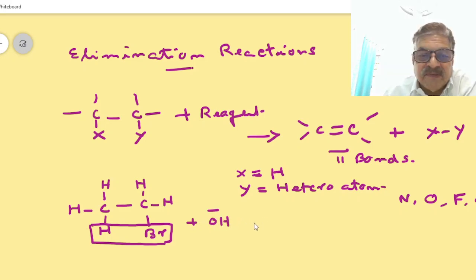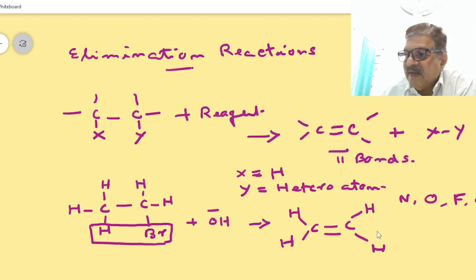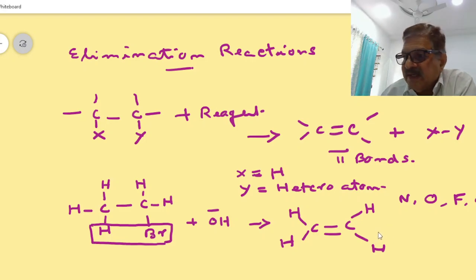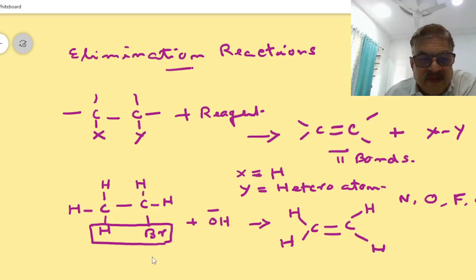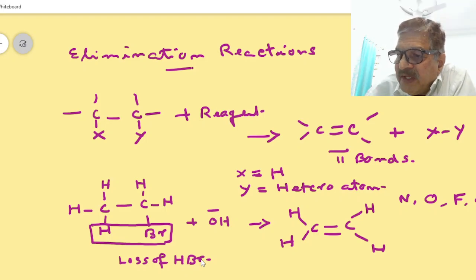So what will be the nature of the compound being formed here? That is, we have CH double bond CH, then we get HBr, loss of HBr is there, correct? So this is the main compound we are getting here. This is loss of HBr. That is, these elements are lost here, and a double bond is formed here.